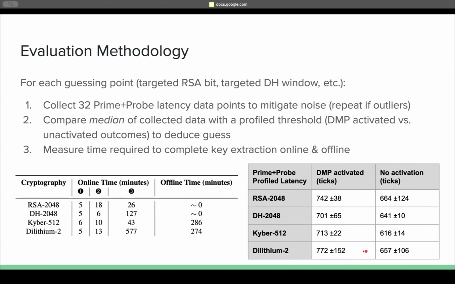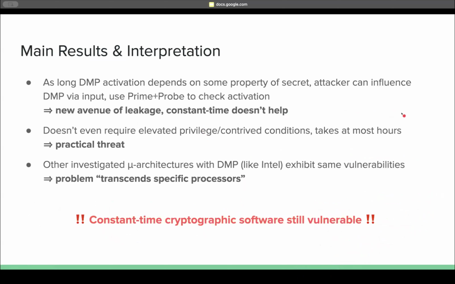where it's pretty obvious whether or not latency corresponds to a DMP activation or an unactivated outcome. They also measured the time it takes to extract the key, both in online phases and offline phases, just to demonstrate the feasibility, right? Speaking of, that brings us to our main results.